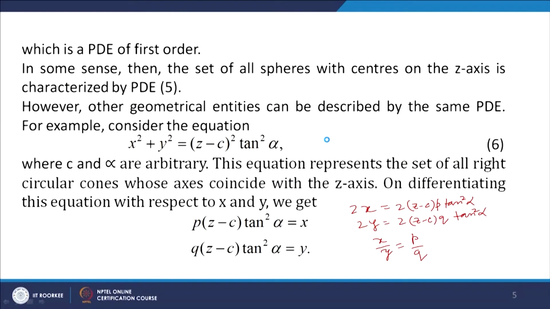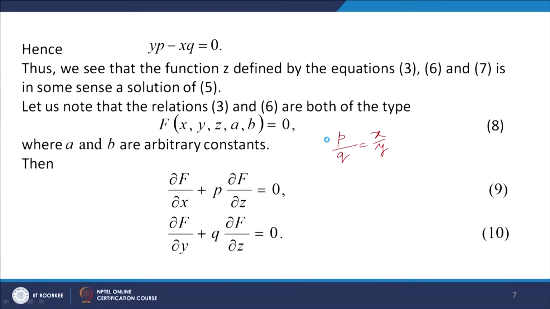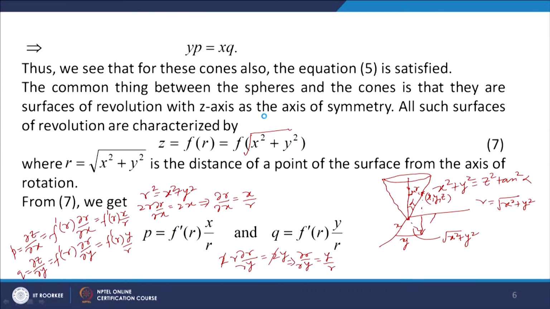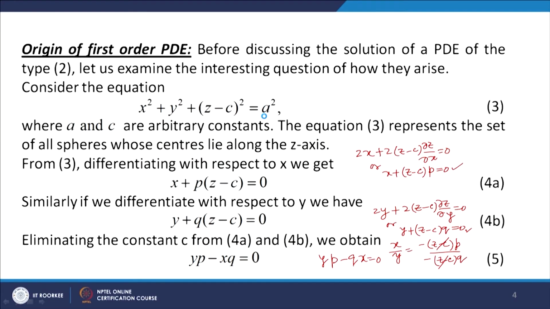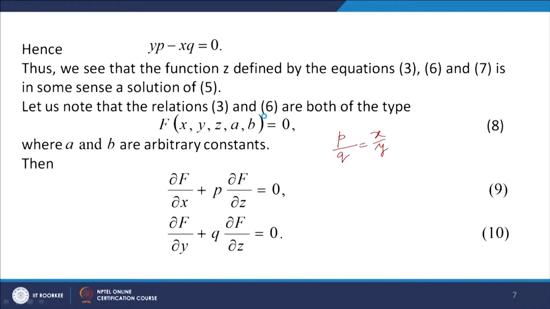Now let us note the relations 3 and 6. In relation 6 we have two arbitrary constants alpha and c, and in 3 we have two arbitrary constants a and c. So, they are both of this type, f of x by z, a, b equal to 0, where a and b are two arbitrary constants. Now, let us see, when we differentiate such a relation in x, y, z containing two arbitrary constants, which we are taking as a and b, what partial differential equation we get after we eliminate a and b.